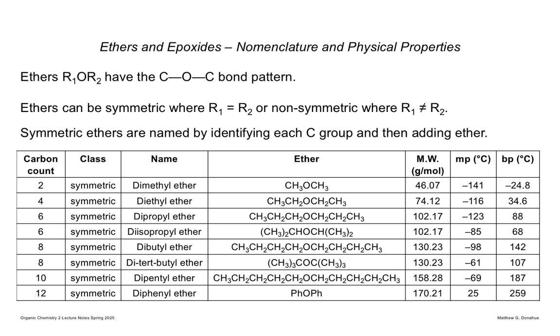Here's a nomenclature table looking at primarily a symmetric pattern. If your eyeball is on the oxygen and then you look at the carbon groups bonded to that, if both of those groups are the same, then the ether is symmetric. So you can just look at the carbon count. You see they're increasing by even numbers here. So dimethyl ether, you see that boiling point's pretty low, so it's a gas at room temperature.